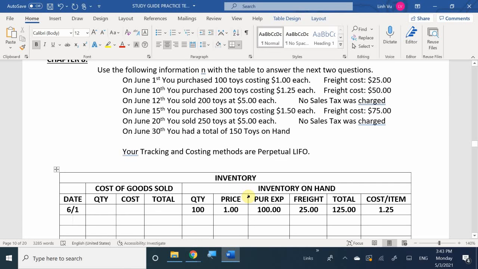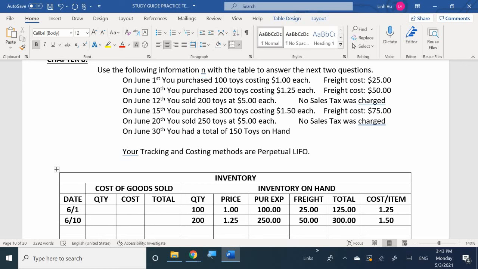On June 10, you bought 200 at $1.25 a piece. Freight was $50. So $300 and $150, a dollar fifty a piece. So these things were from the previous one. So this part right here is identical.